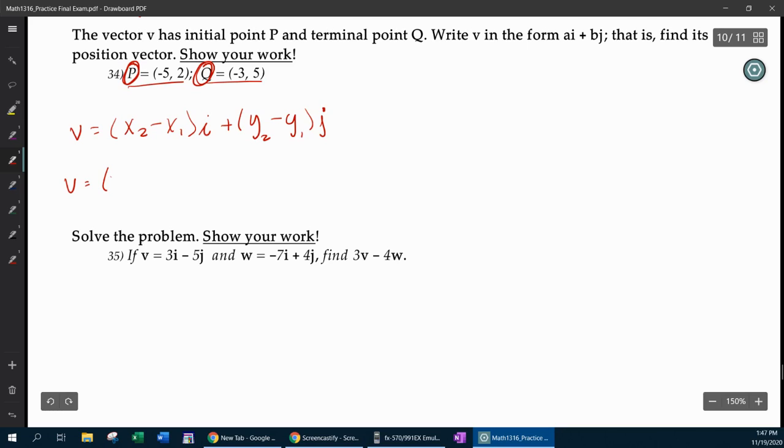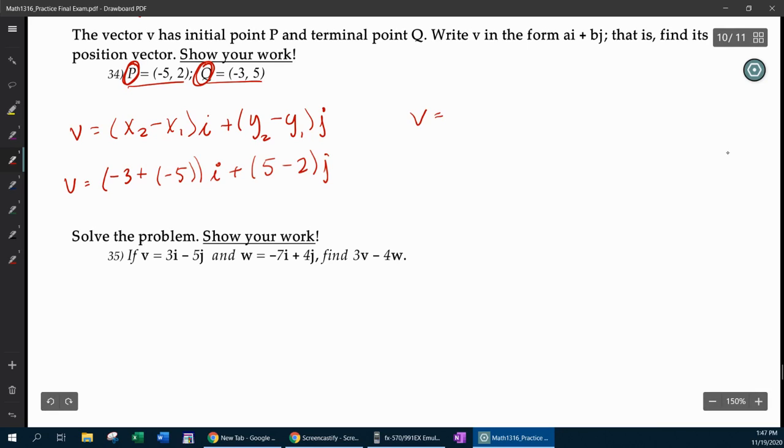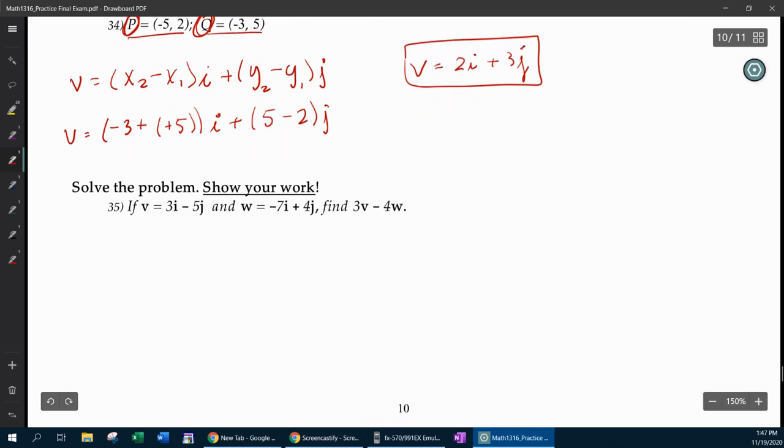So we're going to have x2 minus x1. And that negative 5 needs to go in parentheses. y2 minus y1. And simplify. Here we have two negatives make a positive. Negative 3 plus 5 is 2i. 5 minus 2 is positive 3j. And there is the answer. That is the vector in standard form.